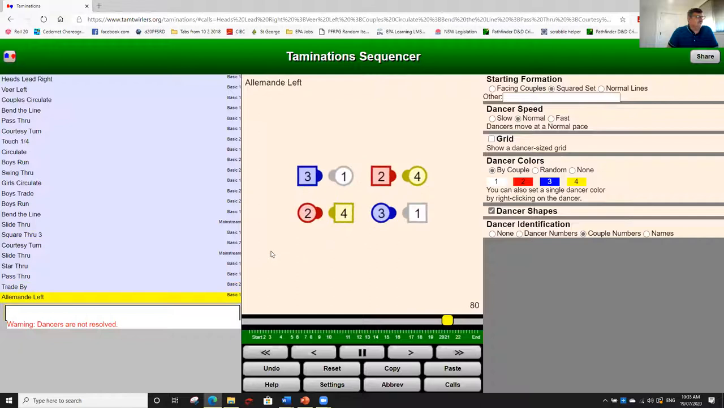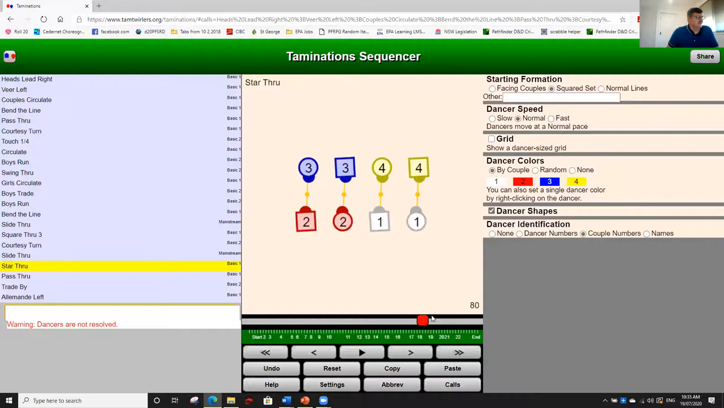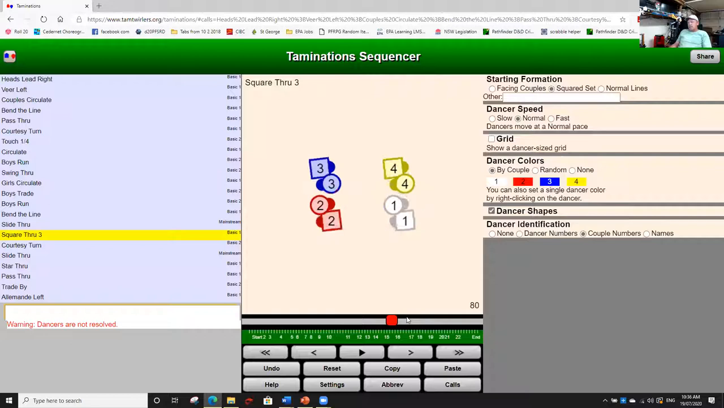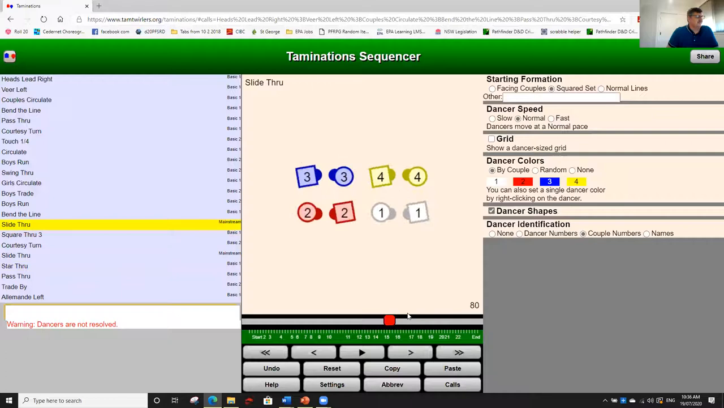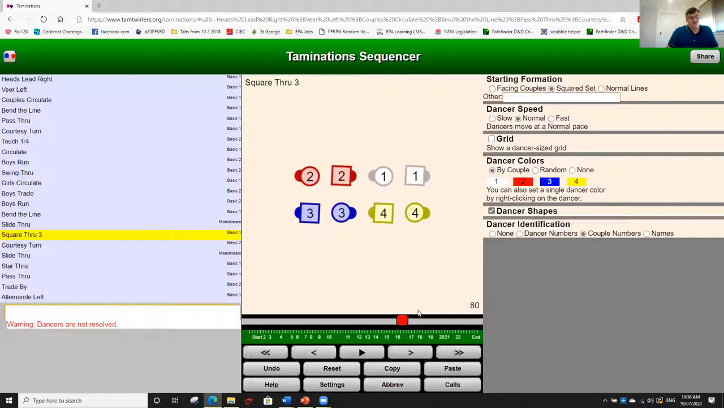By one? Yep. So where are we going to determine that? At our death, on that courtesy turn, there's people in the middle who will be trying to turn the person in front of them. That's why, yep. And those are little notes that you have to make. So if I'm going to be doing the courtesy turn, is it square through three? Where am I here? After the slide. Okay, so done a bend the line, slide through, square through three. With the girl beside you, courtesy turn. You've given them the prompt, or you've given them a be careful, courtesy turn.